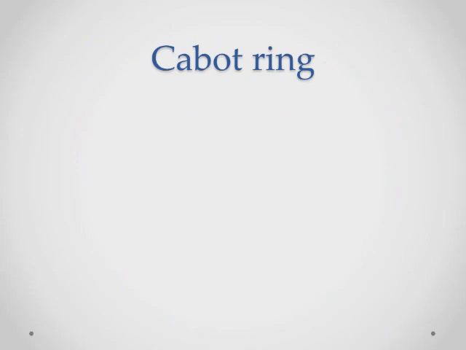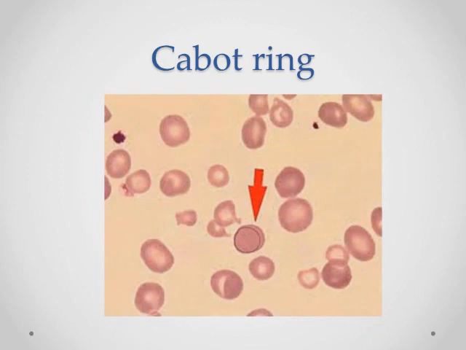This one is called a Cabot ring. If we talk about the Cabot ring, we will see that this is the red blood cell and this is the Cabot ring. What is the Cabot ring? The Cabot ring is also a remnant of the nucleus, and this also occurs in megaloblastic anemia.